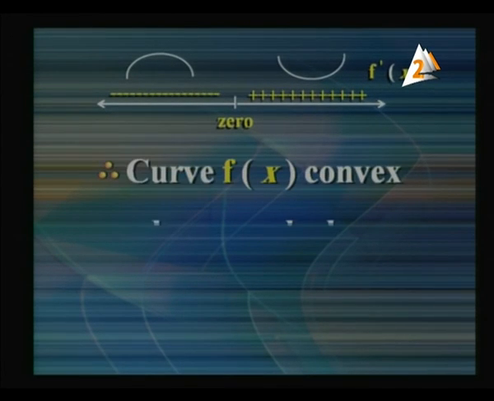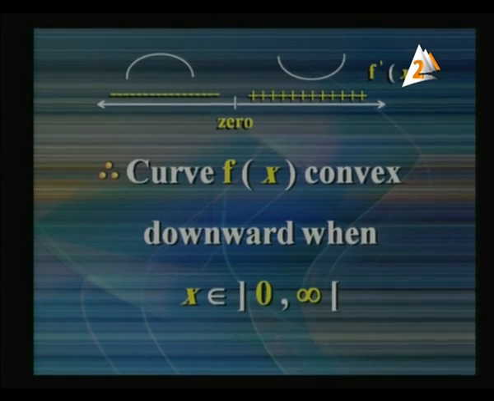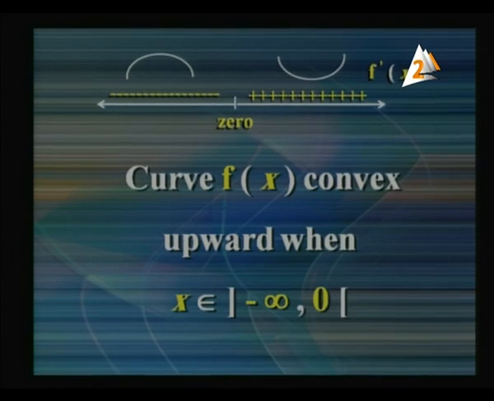Look at the opposite figure. Convex f of x. The curve is convex downward when x belongs to the open interval 0 to infinity, but the curve f of x is convex upward when x belongs to negative infinity to 0, open.